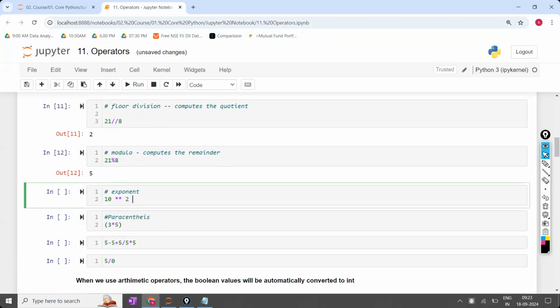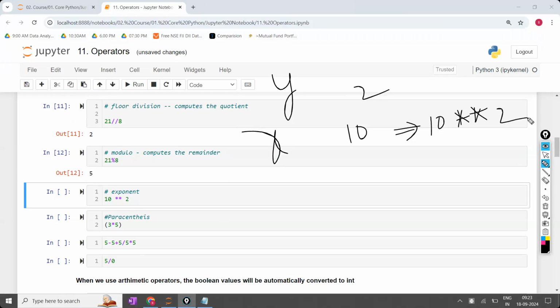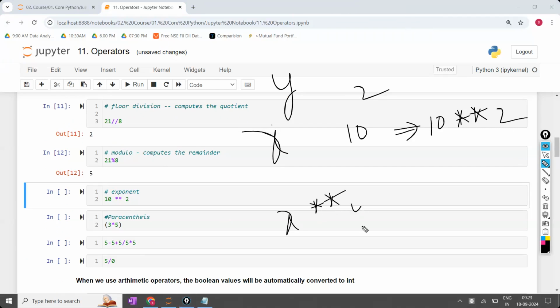Next, power. X to the power of y. If I want 10 square, how are we going to write it in Python? 10 double star 2. That is the meaning of 10 to the power of 2. So x to the power of y in Python is x double star y. Double star indicates power or exponent. So 10 power 2 means 10 square, which is 100.